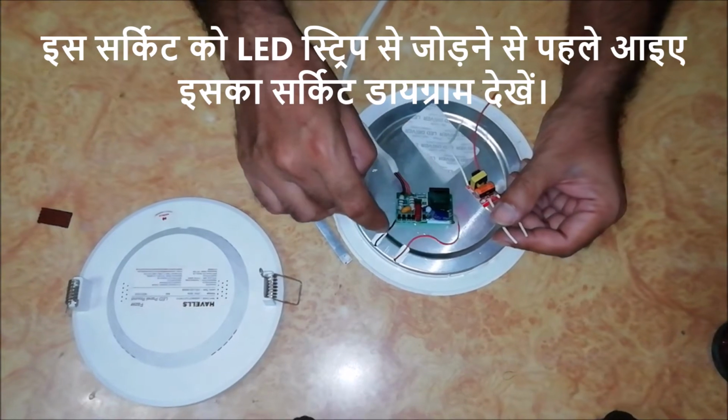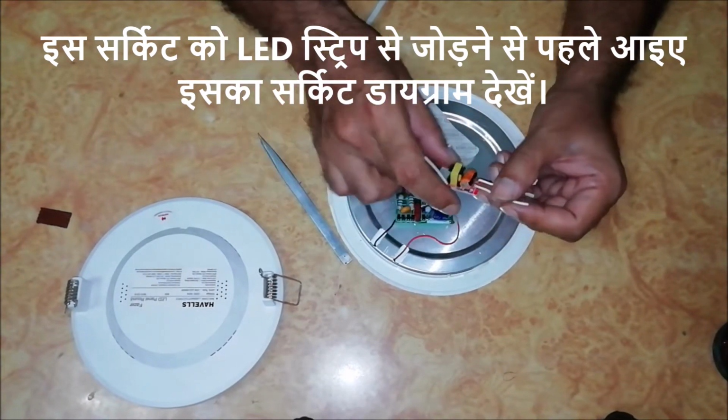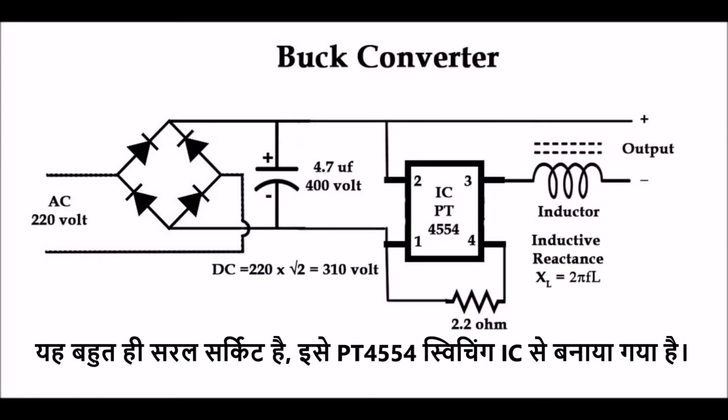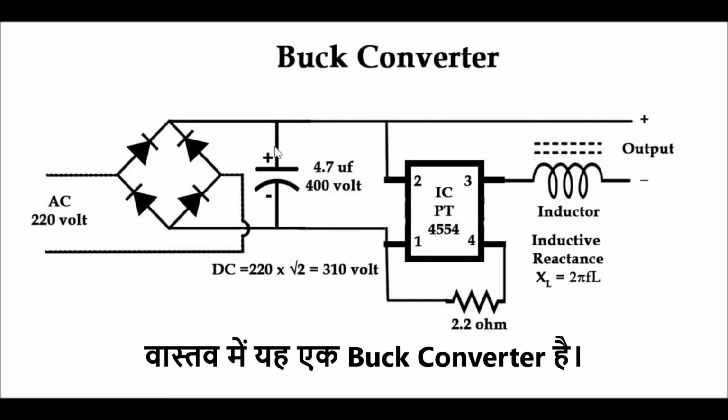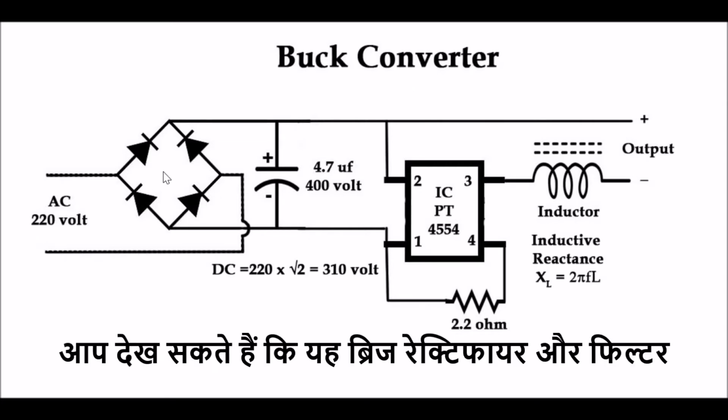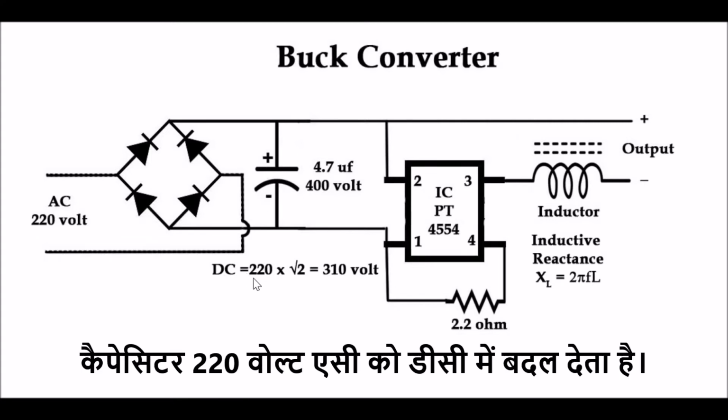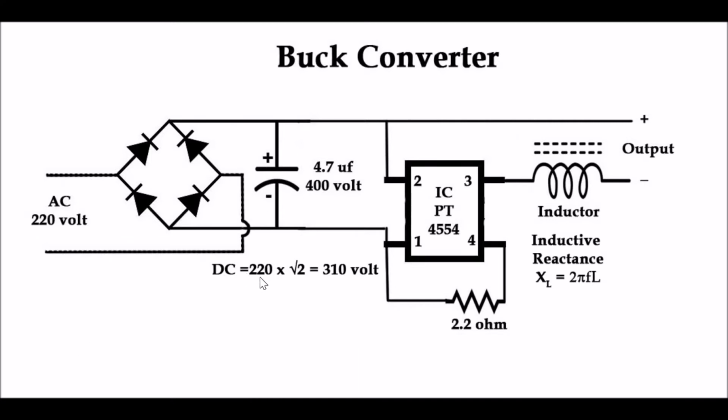Before connecting this circuit to the LED strip, let's see its circuit diagram. It's a very simple circuit made from the PT4554 switching IC. Actually, it is a buck converter. You can see that this bridge rectifier and filter capacitor convert 220 volt AC into DC. The output DC voltage is root 2 times the AC value, that is 310 volt.